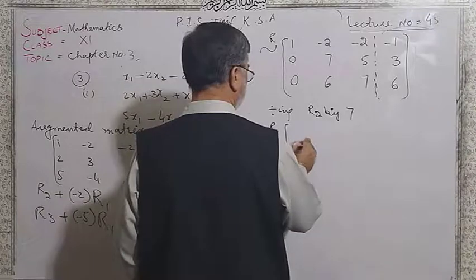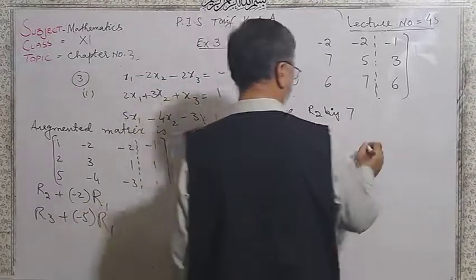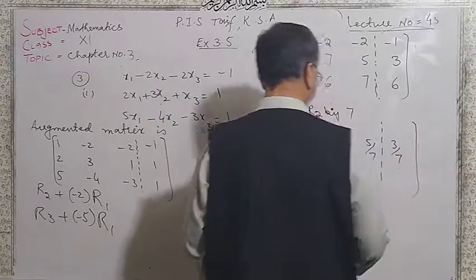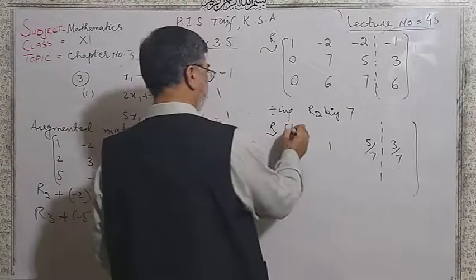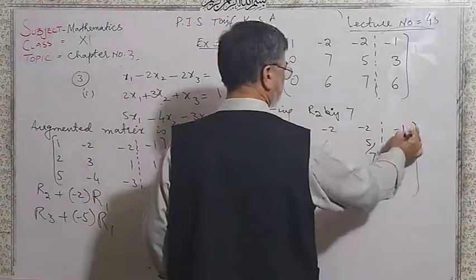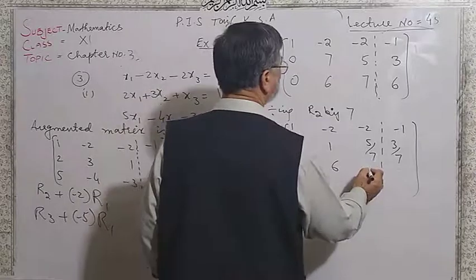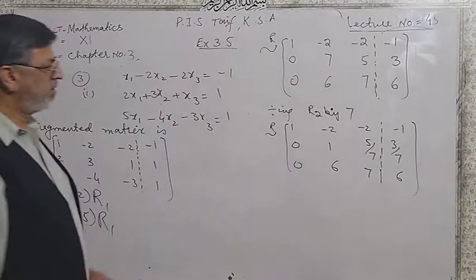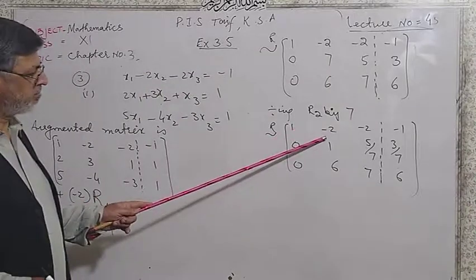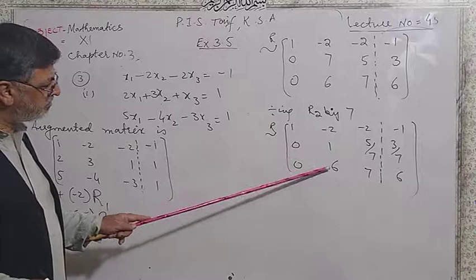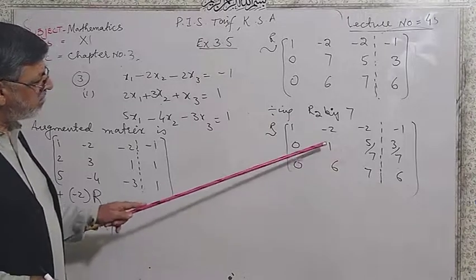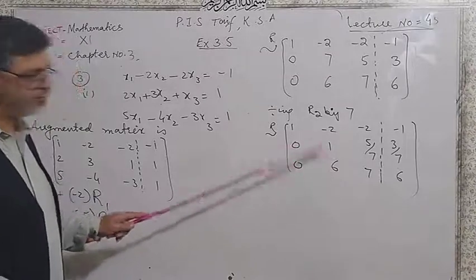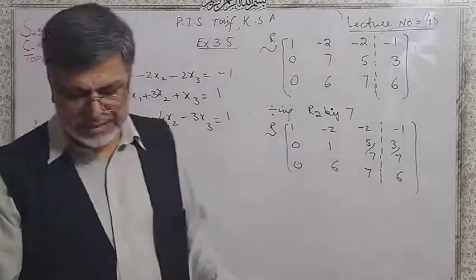So we are left with 0, 1, 5 over 7, 3 over 7. And here is 1, minus 2, minus 2, minus 1, 0, 6, 7 and 6. Remember that now you have 1 here. You have to make 0 down. How would you do that? Multiply R2 by minus 6 and add here.